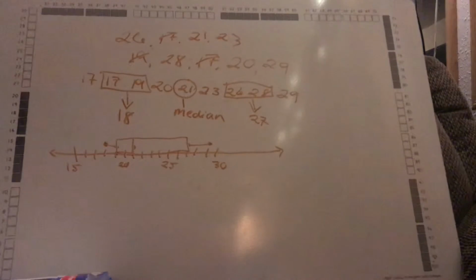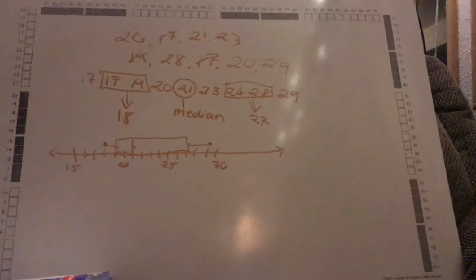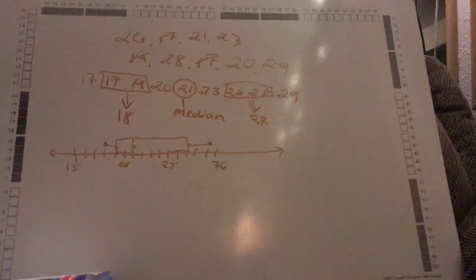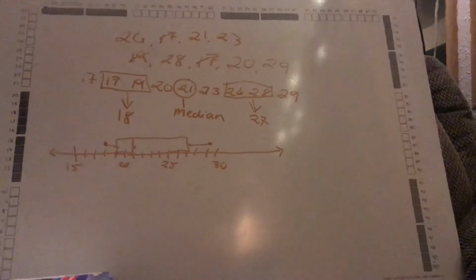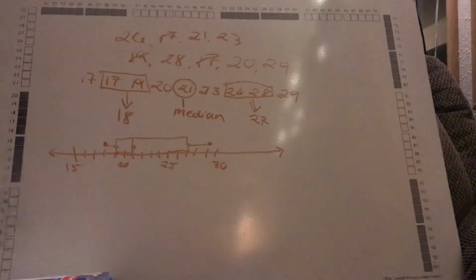It tells how large the spread of data around the median is. You can use a box and whisker plot to analyze how data in a set are distributed. You can also use box and whisker plots to help you compare 2 sets of data. So what we're going to do is compare 2 sets of data. So let's draw the 2 box and whisker plots that we have.